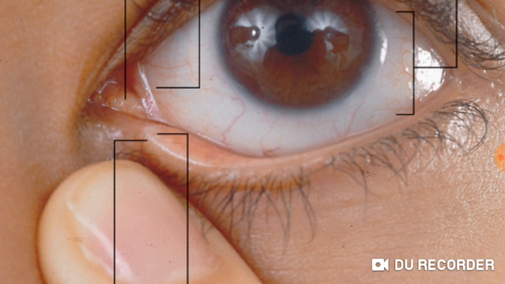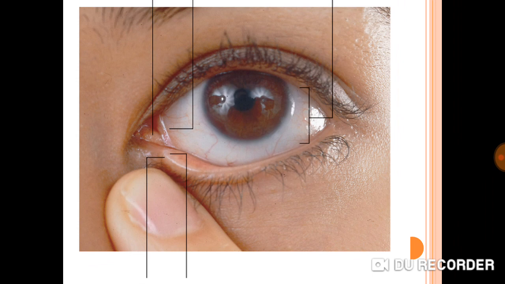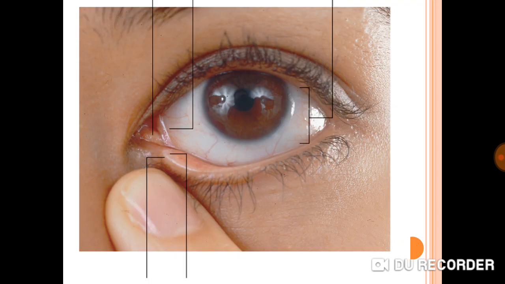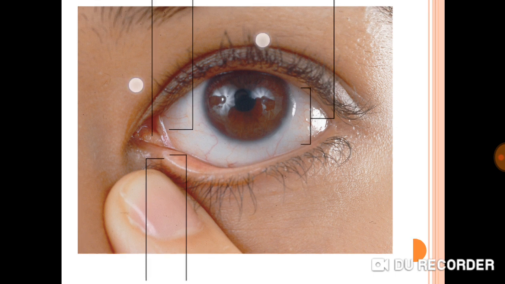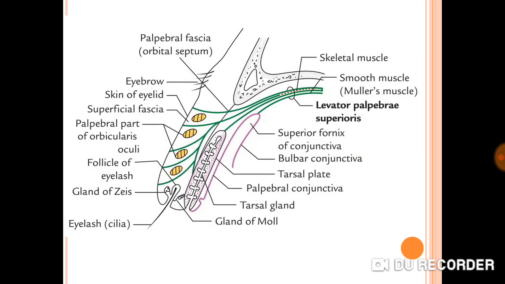Now let's move to the structure of the eyelid. When we talk about the structure of the eyelid, we will start from superficial and go to deep. In our next slide you can see a cut section of it. First of all you will appreciate that there is the skin. We can take a section just like this, and this will be your section.